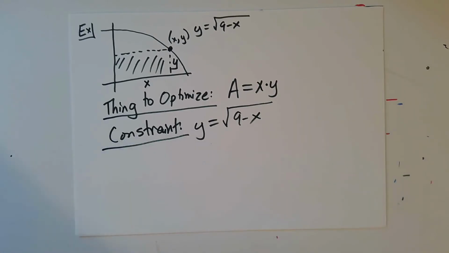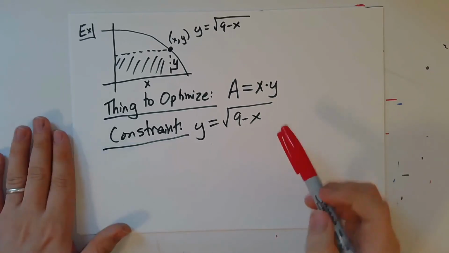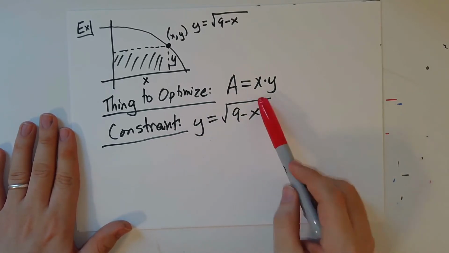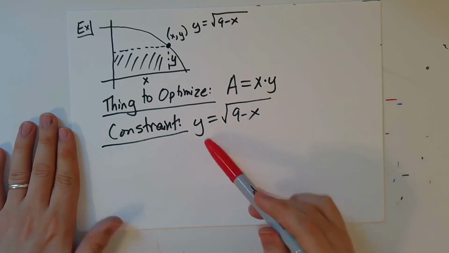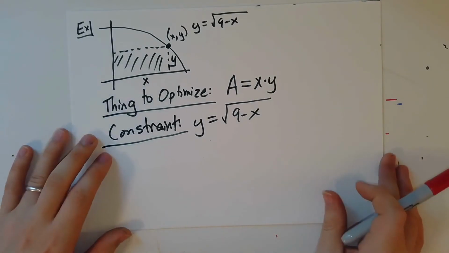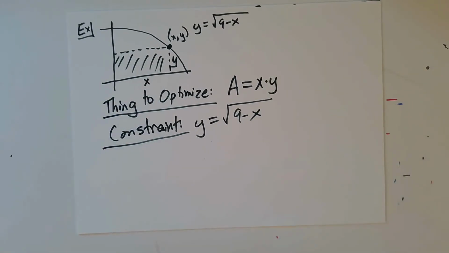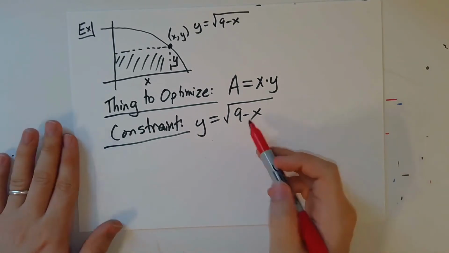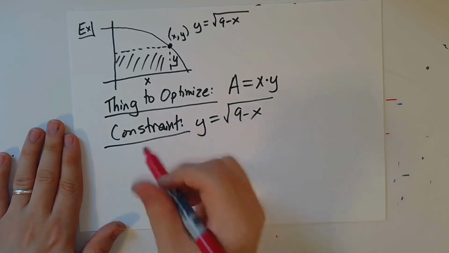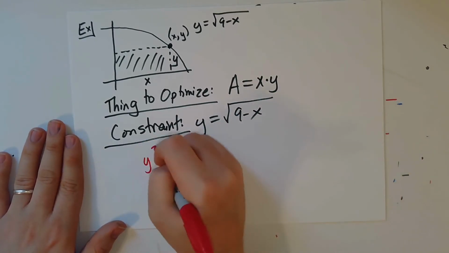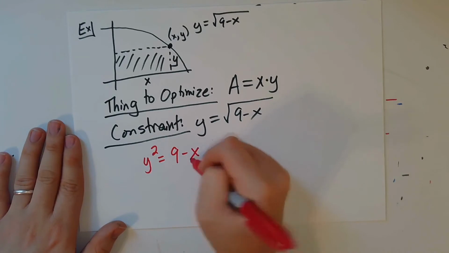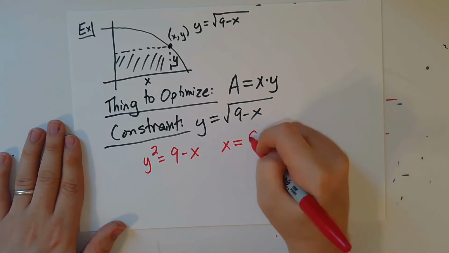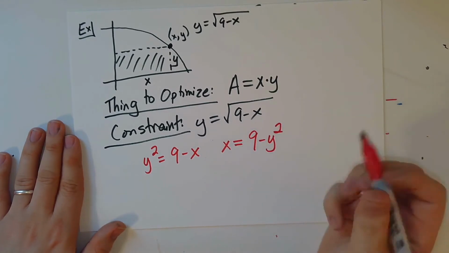Alternatively, I could pay the price of doing a little more work now, and instead of just plugging in y, I could solve this for x. And then there will be no square roots, and everything will be nicer. So I'm actually, even though I already have this solved for y, going to go out of my way and solve it for x anyway. And here's what happens when I do that. I get y squared is equal to 9 minus x. So then I get that x is 9 minus y squared.